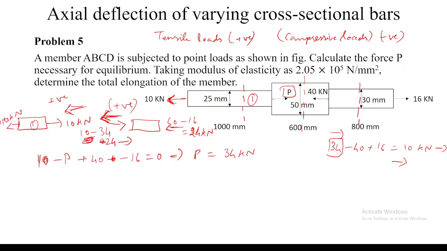Or else you can determine it from your intuition also. 10 kilonewton is acting towards this side, and the value of P, 34 kilonewtons, is acting towards this side. So the resultant force will be 24 kilonewtons, acting towards this side. Fine?